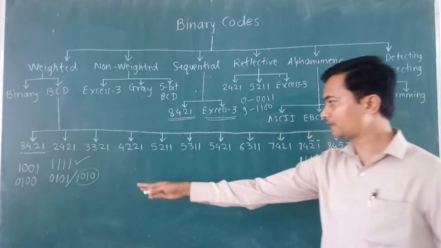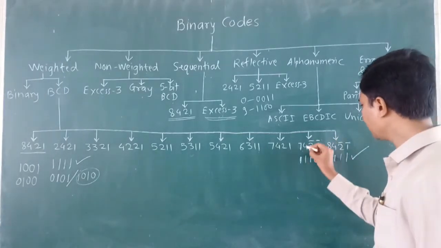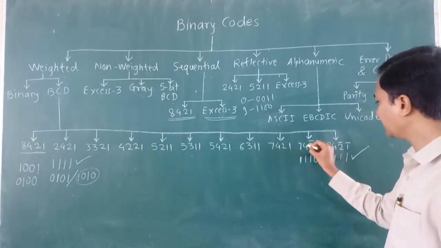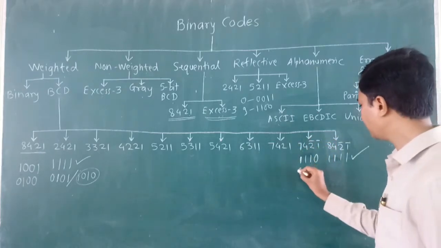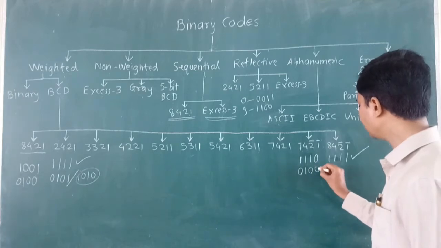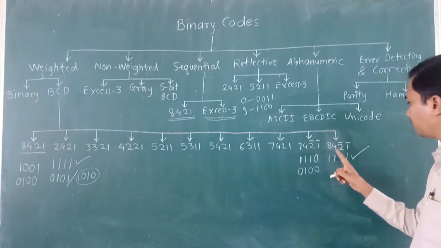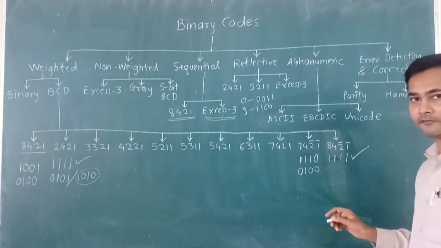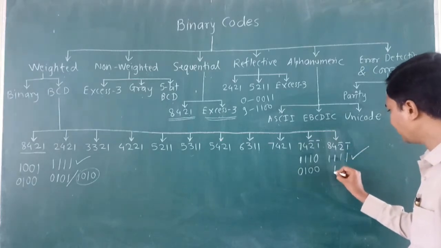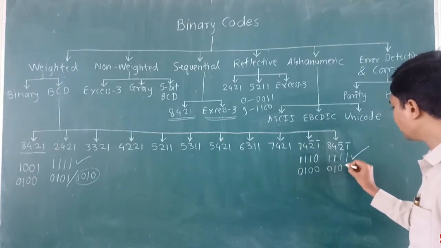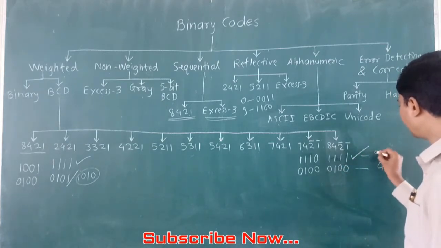Now I want to represent value 4 using 74 2 bar 1 bar. How can we represent it? I have to set only this position to 1 and all other positions should be set to 0. So 0100. Is it right? Next, in 84 2 bar 1 bar code, we can represent value 4 by setting this position as 1 and all other positions to 0. So here is the value 4, and here is the value 9.